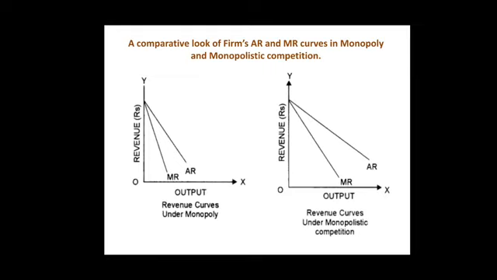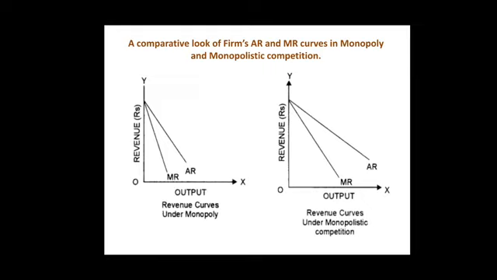Now, the figures in this slide give a comparative look at a firm's average revenue and marginal revenue curves in monopoly and monopolistic competition. Here we can see that under monopoly as well as under monopolistic competition, both average revenue and marginal revenue curves are downward sloping straight lines from left to right, and in both cases, average revenue is greater than marginal revenue at all levels of output. The only difference is that under monopoly, a firm's average revenue and marginal revenue curves are steeper, or we can say they are less elastic due to the absence of close substitutes, as shown in the figure given on the left hand side of the slide.